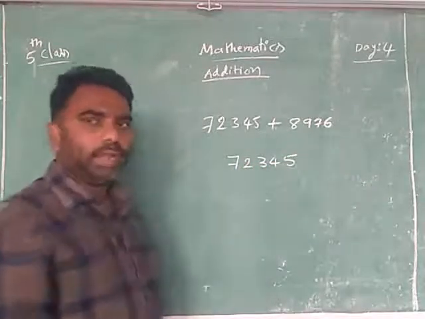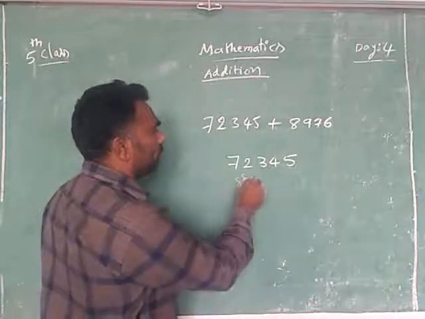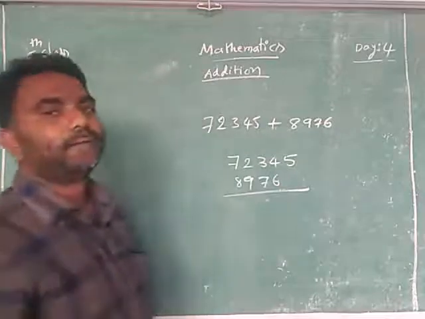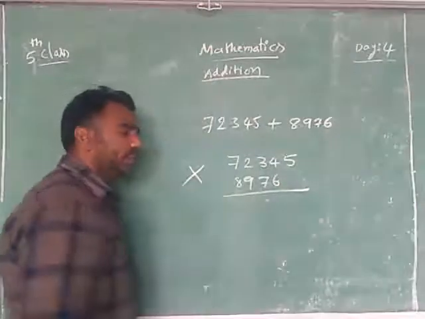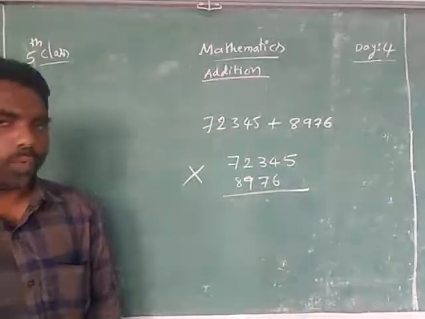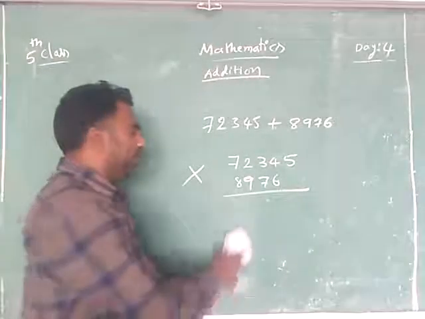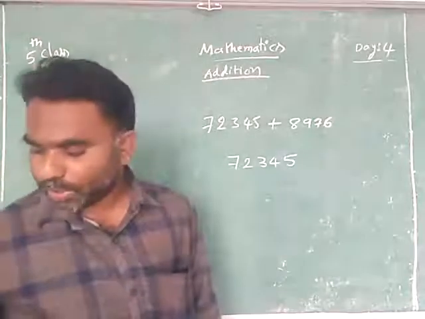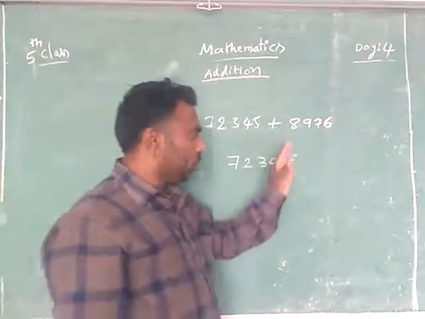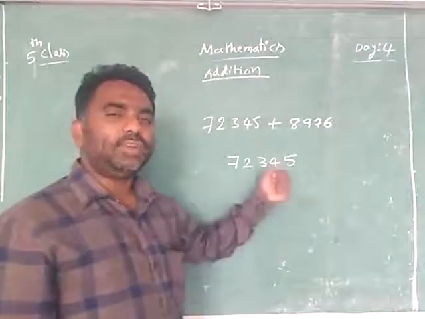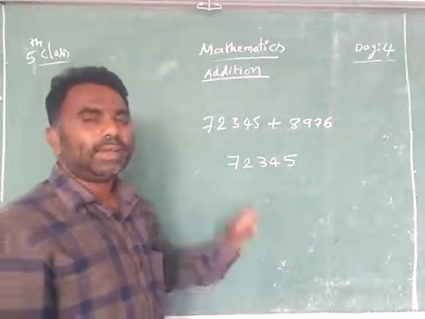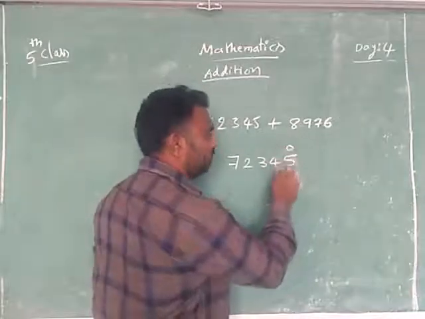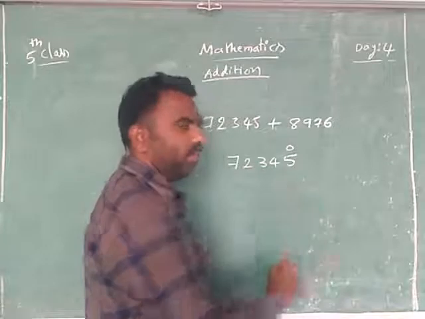72,345 and plus 8,976. Is it the correct way to write? No, it is the wrong way to write. Why is it the wrong way? When we are doing the addition, we must follow one rule. We must add ones to ones only, tens to tens only, hundreds to hundreds. All ones, the first digit of the first number is ones and of the second number also ones.